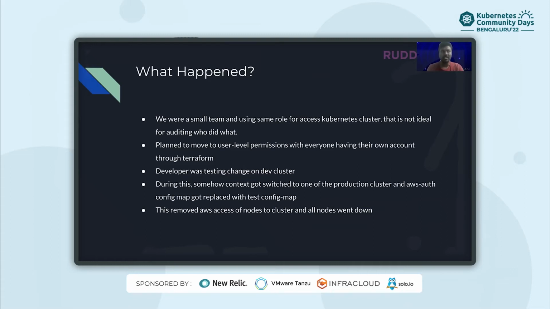But as we scale up, it becomes important to have more fine-grained control over who can access what, like what namespaces each user has access to. So we wanted to change our structure of authentication, and this required a lot of changes in the aws-auth config map, and adding more cluster roles and role bindings and so on.